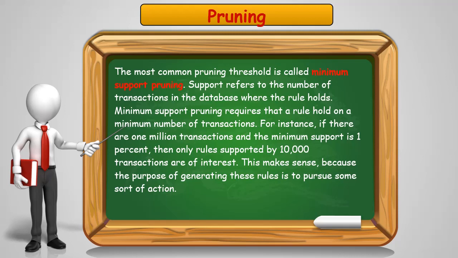The most common pruning threshold is called minimum support pruning. Support refers to the number of transactions in the database where the rule holds. So minimum support pruning requires that a rule hold on a minimum number of transactions. For instance, if there are 1 million transactions and the minimum support is 1%, then the rule has to be supported by at least 10,000 transactions in order to be of interest. This makes sense because the purpose of generating these rules is to pursue some sort of action, and you wouldn't develop actions for very rare occurrences.